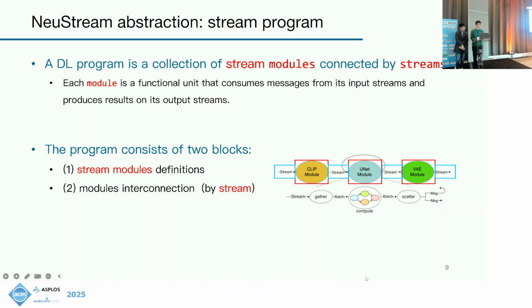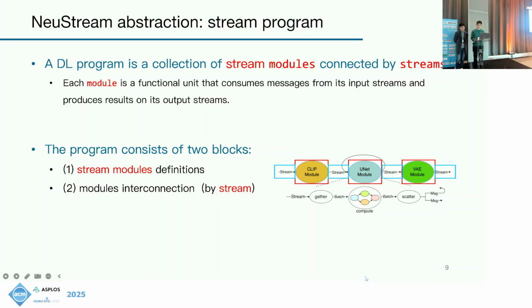In this work, we present NeuStream, a programming model and runtime system for serving deep learning workloads using stream processing. NeuStream decomposes the inference workload into modules and forms them into a stream processing system where a request flows through. We consider that every deep learning program is a collection of stream modules connected by streams, and each module consumes messages from input and produces results to output.